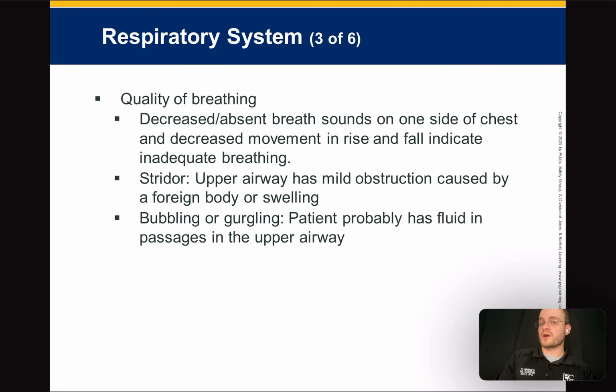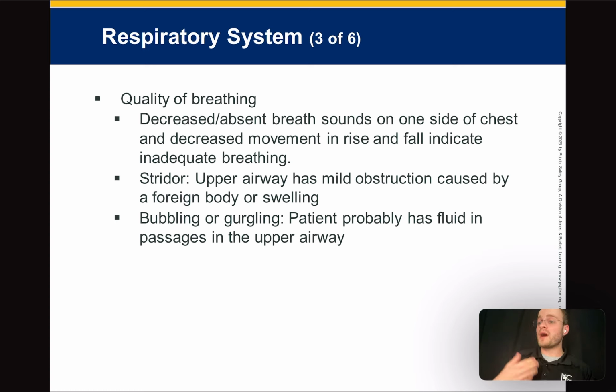The quality of breathing, right? So how hard are they breathing, okay? Do we have decreased or absent breath sounds on one side of the chest? Is there decreased movement on one side of the chest, right? Do they have stridor? What is stridor? That's usually upper airway obstruction that sounds like a high-pitched sound on inspiration. It's usually related to a foreign body airway obstruction or swelling of the trachea or larynx, known in a virus called croup, okay? It happens in children.